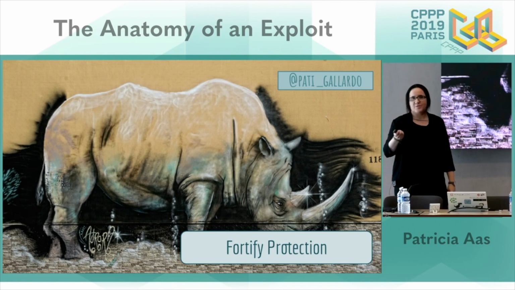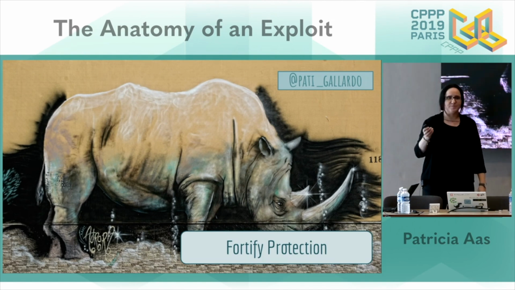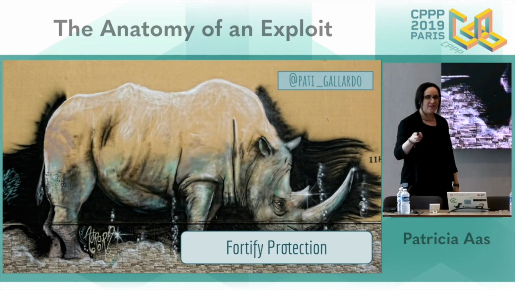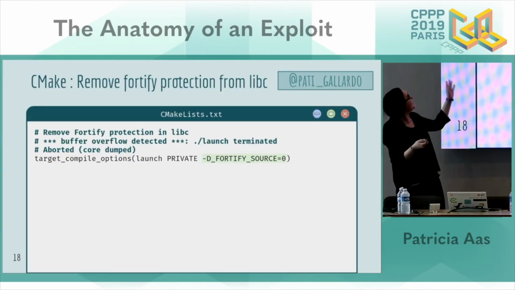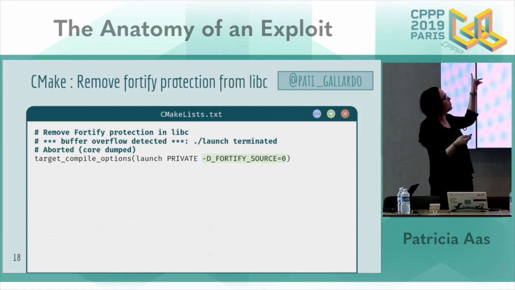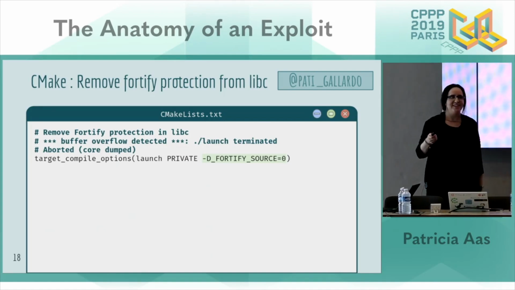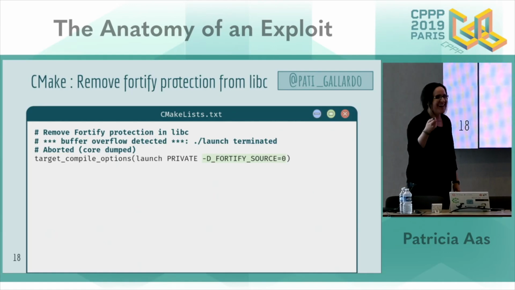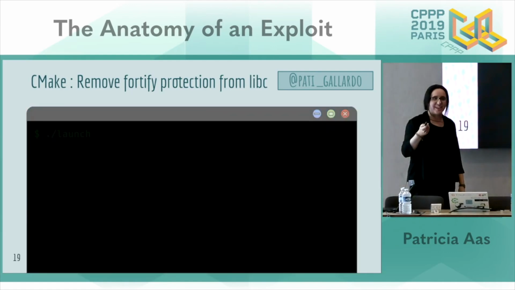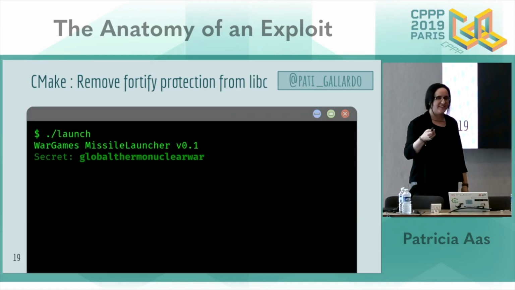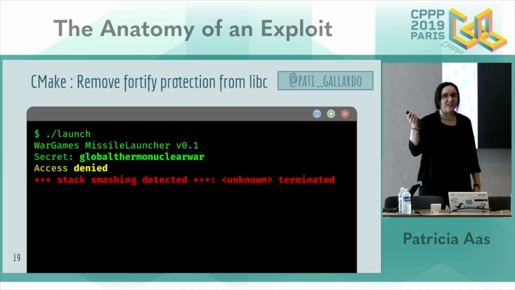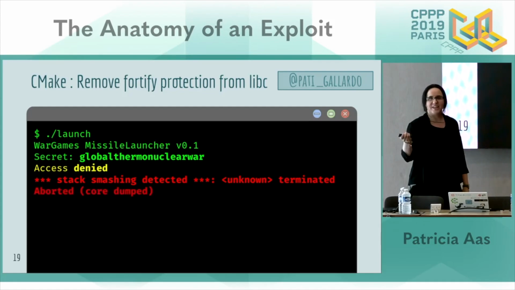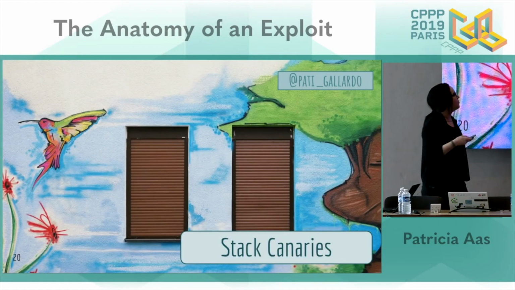Okay, so the reason why we got this error was because we had forward-defined protection on in libc, but you can turn that off like this. And it's even in CMake, and pretty modern CMake too, so it must be good, right? And if you do that, then you can try to run it again. And then you get stack smashing detected. So now it's a different error than before, but still not really helping us because it's still a problem.